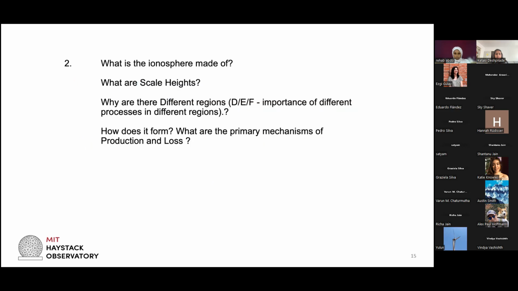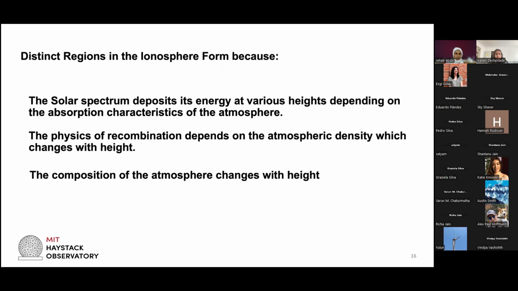So, the next things I'm going to talk about: what's the ionosphere made of? What are scale heights? That's very important. Why are there different regions, the D, E, and F? What's the importance of different processes in these different regions? And how does it form? What are the primary mechanisms of production and loss? I'm hoping that I've attacked all of these questions in the next part that's going to come, but I'm going to be honest with you, I'm a little worried that I skipped over things here.